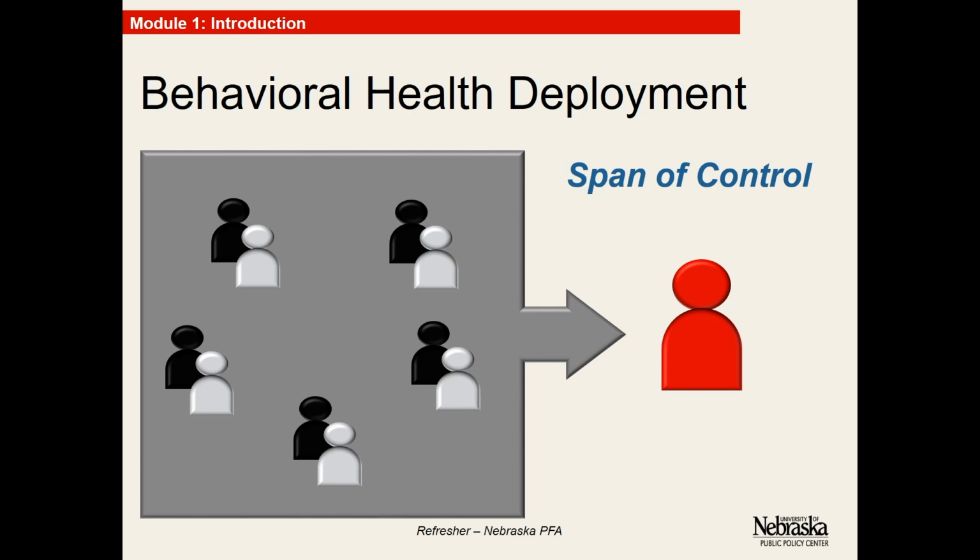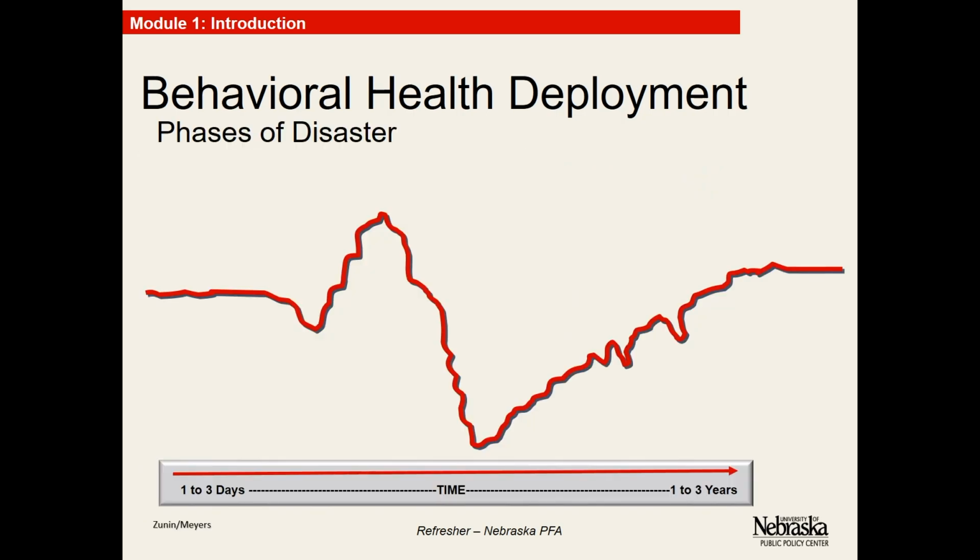The phrase span of control is used to describe the optimal number of workers under each team leader. Generally, in behavioral health, we will assign 5 to 7 pairs of responders to each team leader. You should always work with another person in the field for safety and for your own support. Team members have a responsibility to keep their leaders informed and to report in as directed.